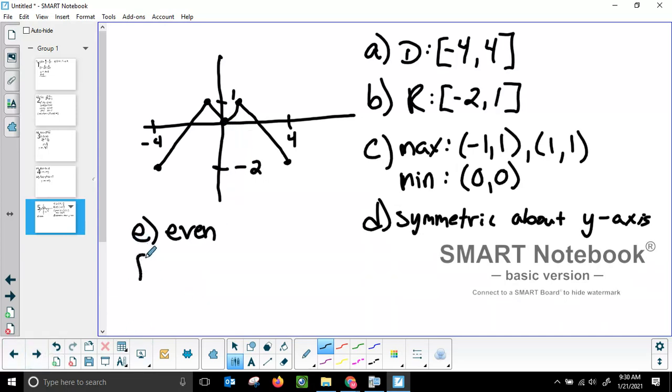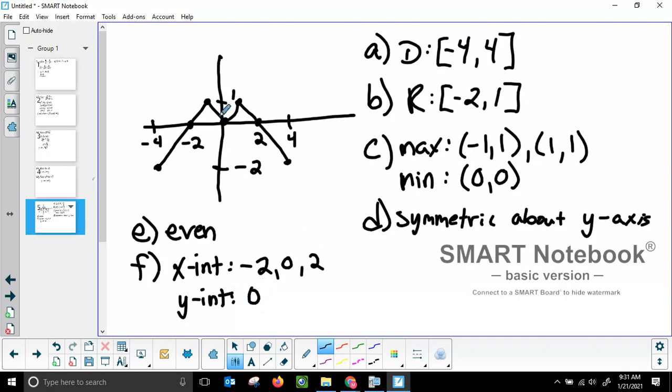And finally, F wants the intercepts. Here this is -2. Here this is +2. And of course, we have the origin here. I guess we should be a little bit more specific. The x-intercepts would be -2, 0, and 2, and the y-intercept would be 0. Since it's the origin, it's both. And that is it for number 3.